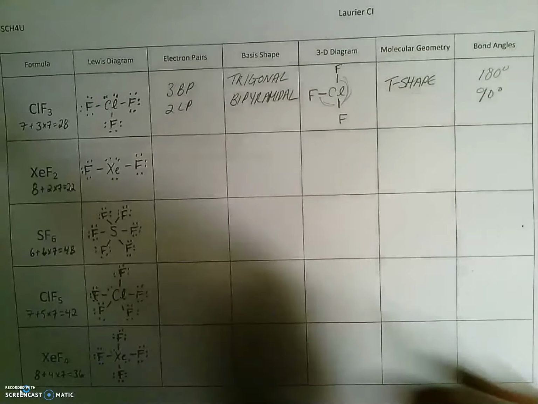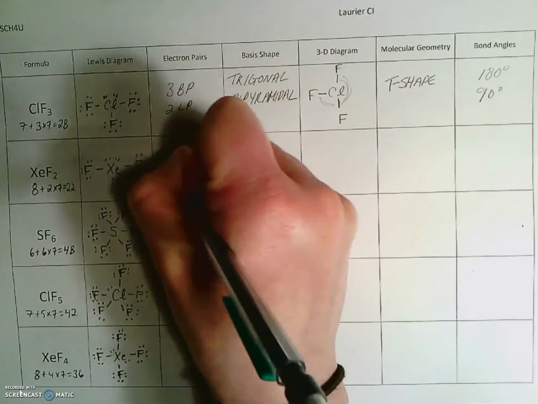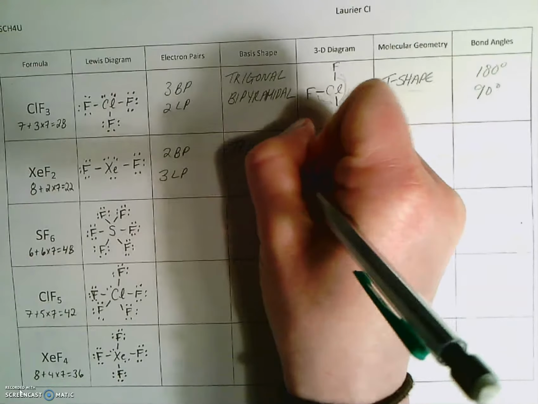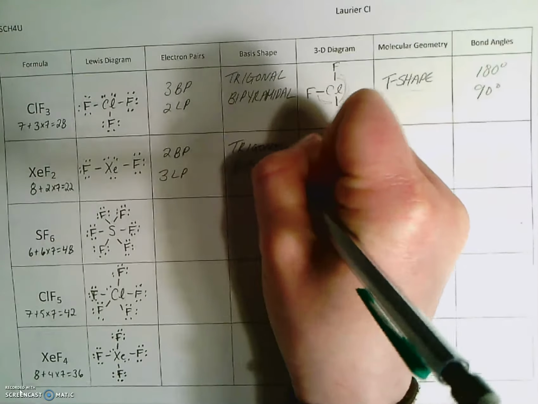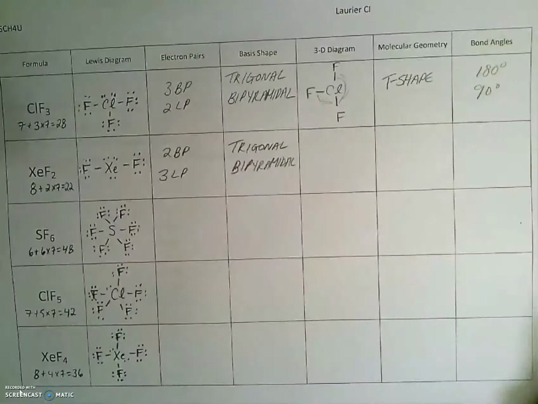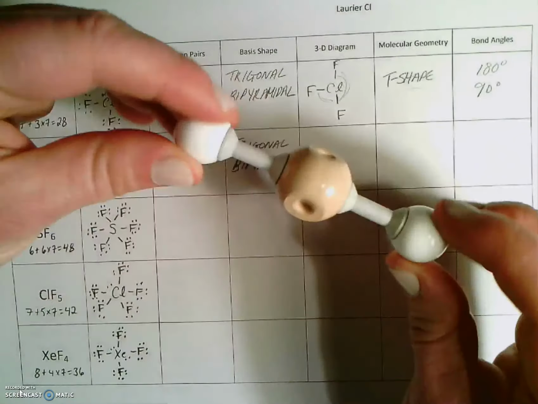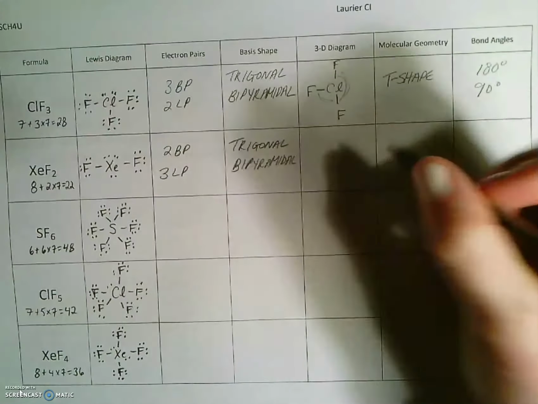All right, and then last one where I have 2 bonding pairs and 3 lone pairs, still trigonal bipyramidal. But in this case, 3 of my spots are taken up with lone pairs, and that ends up being all 3 of those equatorial positions. And then, even though there are 5 electron domains, I'm left with a very simple geometry, just 1 straight line.